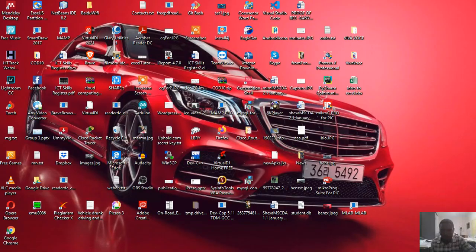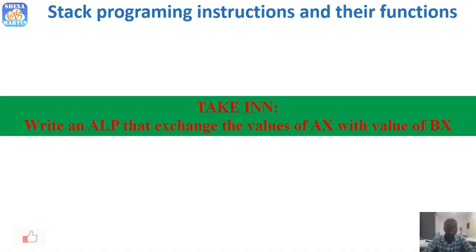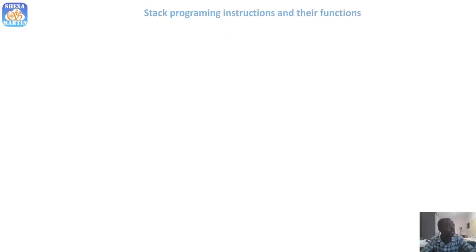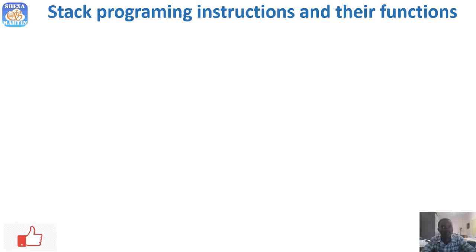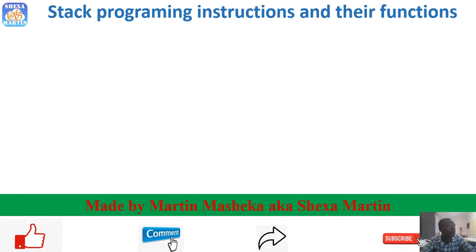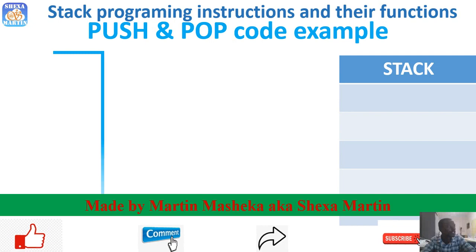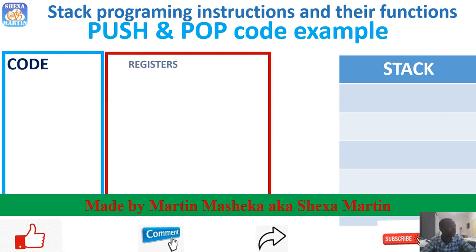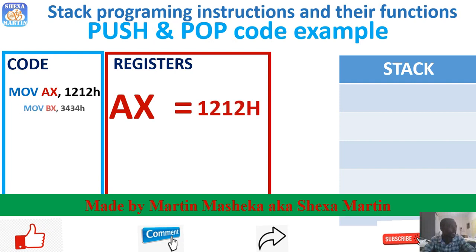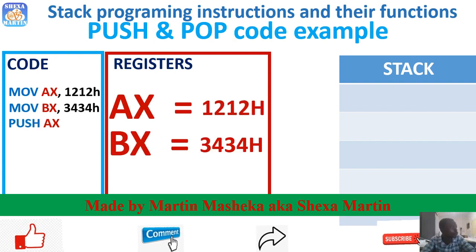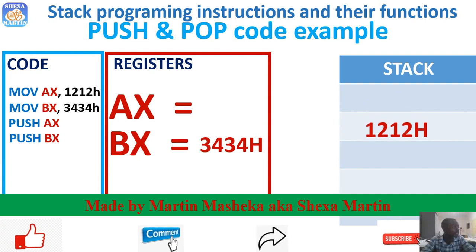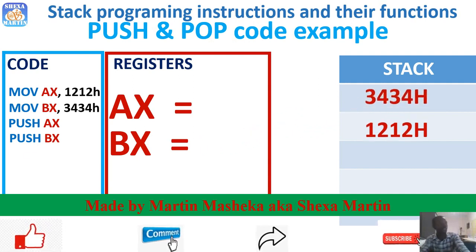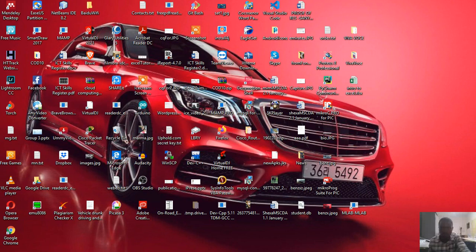Right, let's just run it like that. So what happens is this. We have our stack and we have our code, we have our registers. So when we move 1212 into AX, it goes into AX. We move BX into that. Let's just treat it this way.